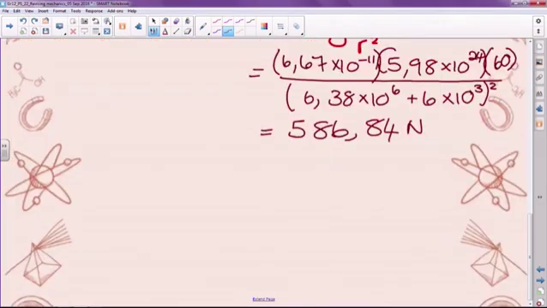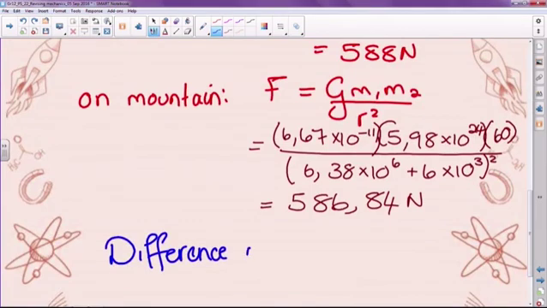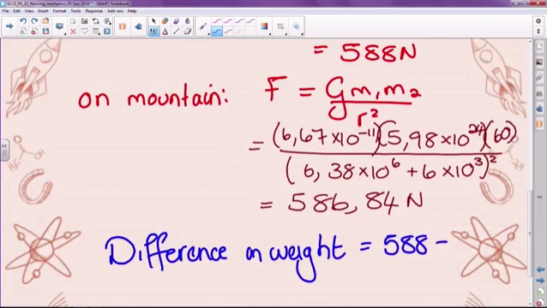The question is, what is his difference in weight? So we actually need to write that down. So we go, well, his difference, because now we're answering the question, difference in weight is going to be big one, 588, minus little one, 586,84. And that gives me 1,16 newtons.